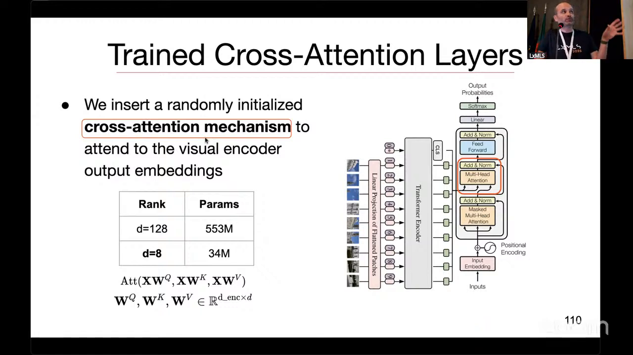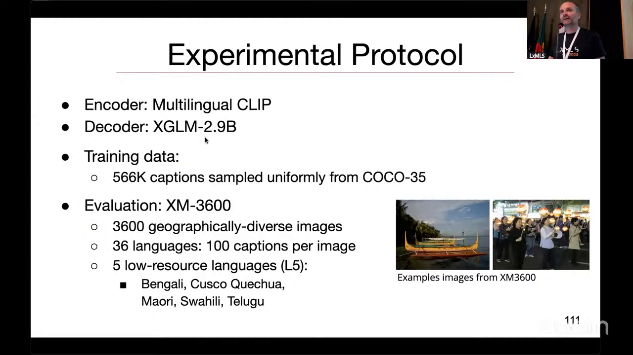If you worked at full rank here, you would have like 550 million trainable parameters over about 500,000 examples, which is obviously a pretty bad idea. And if you squeeze it down to just a rank of 8, then you could get down to as few as 34 million trainable parameters, which seems more like the right ballpark. And these cross-attention layers are at every layer in the transformer decoder that we are merging all of this into, which at the time was the XGLM language model at the 3 billion parameter scale.